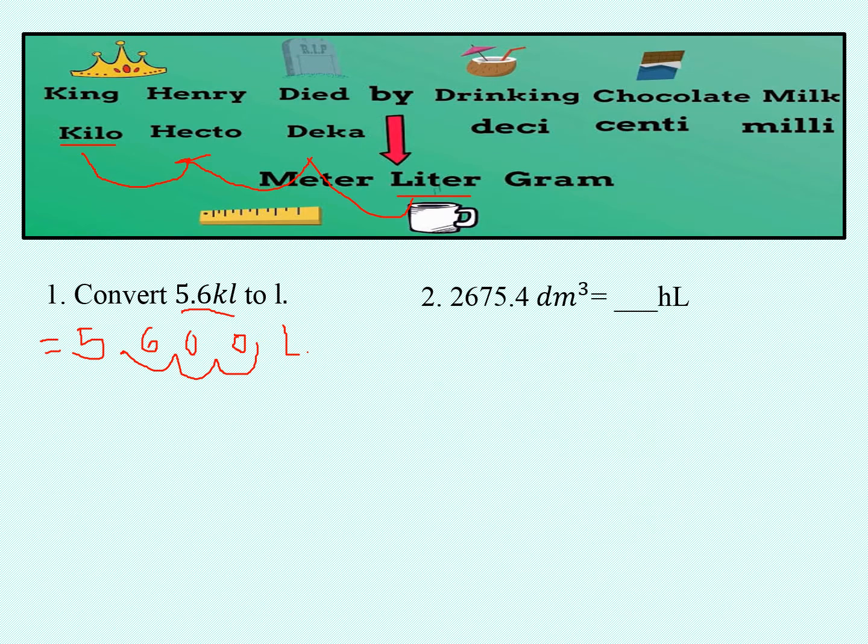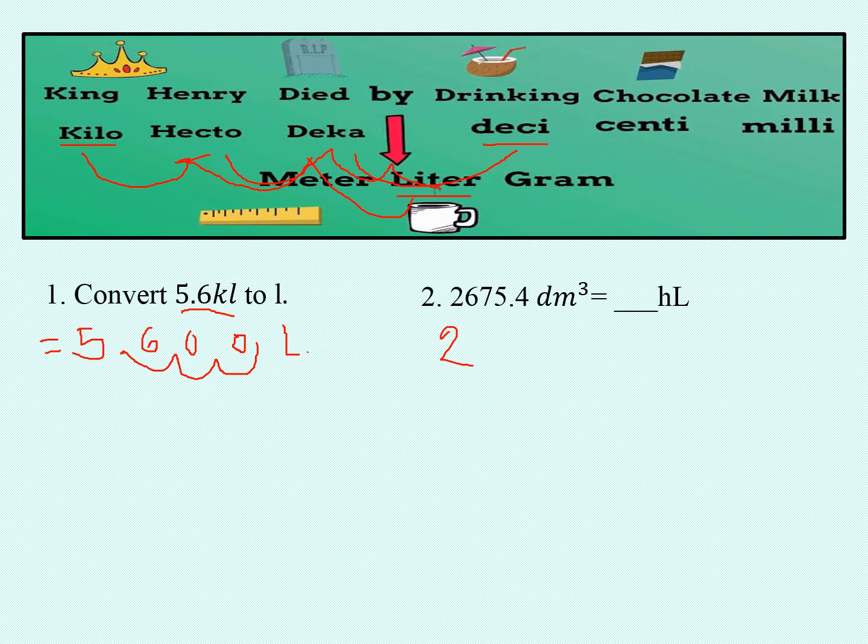So, we have here 2,675.4 decimeter cube is equal to how many hectoliter. So, kung mapapansin niyo yung ating decimeter ay nandito siya. Then, i-convert down natin siya into hectoliter. So, 1, 2, and 3. So, magmamove tayo ng 3 beses pa left. So, isulat ko muna siya.